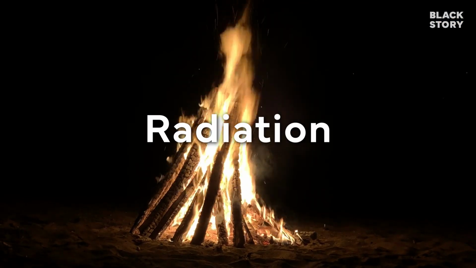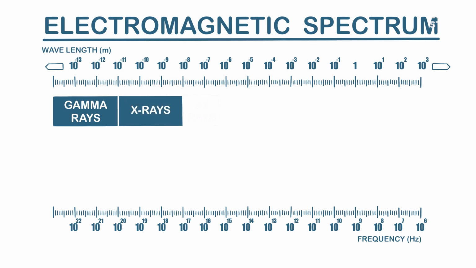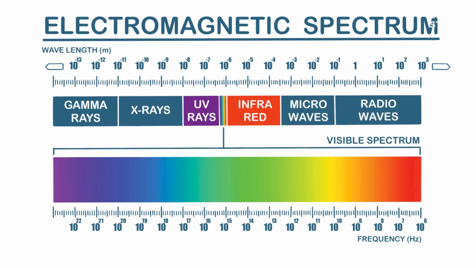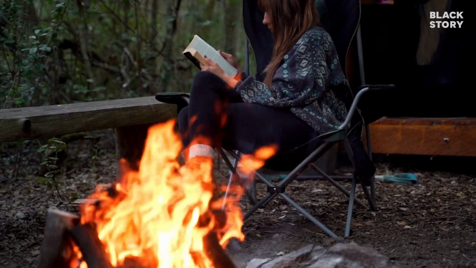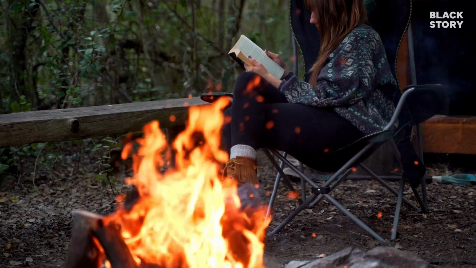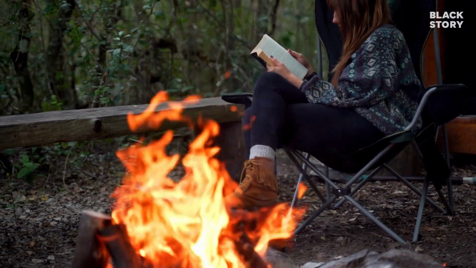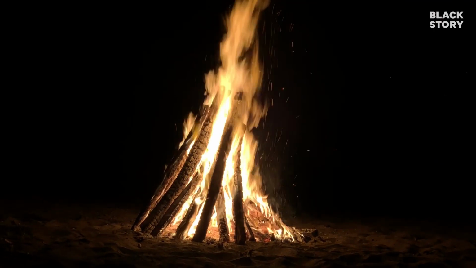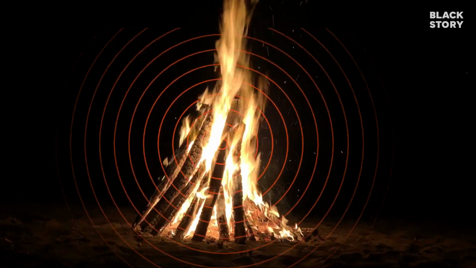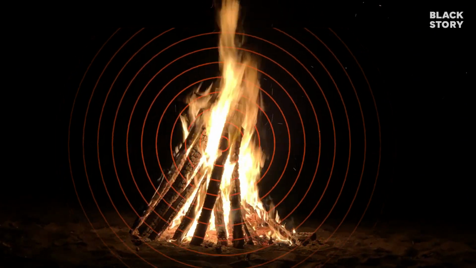Now, radiation. Radiation is the method of transferring heat through electromagnetic waves. Think of a campfire. Though you stand away from the flames and do not touch any of the embers, it still keeps you warm. How? There is no movement of molecules here. It is radiation. The heat from the flames reaches you through electromagnetic radiation.